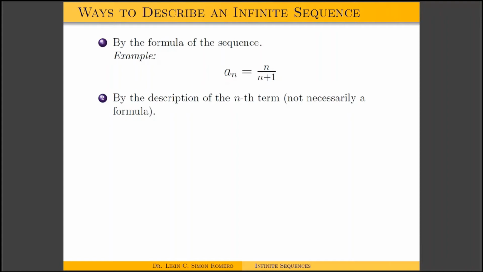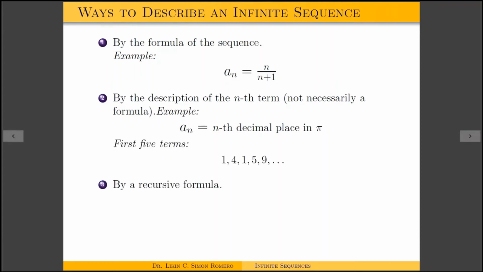All right, the second way that we can describe a sequence is very similar to the first. It's a description of the nth term, but we don't necessarily have a formula here. The example that we have here is a of n is the nth decimal place in pi. So the first term of the sequence is 1, because the first decimal place is 1. So a of 1 is 1. The second term, a of 2, is 4, because the second decimal place is 4, and so on. The 100th decimal place of pi is given by a of 100.